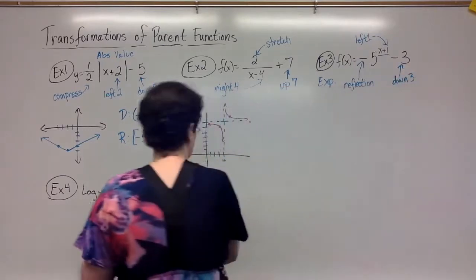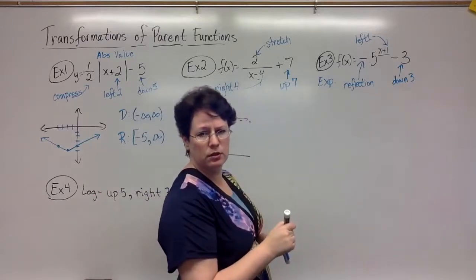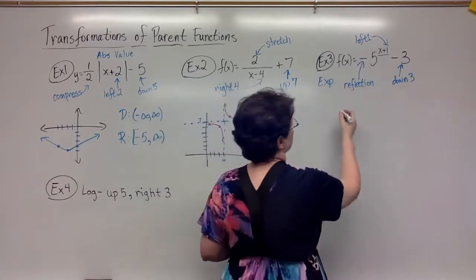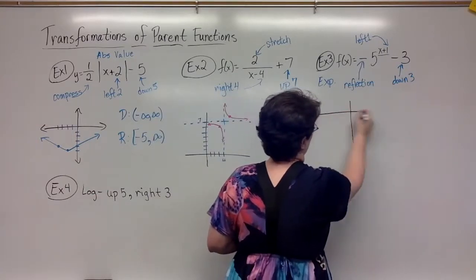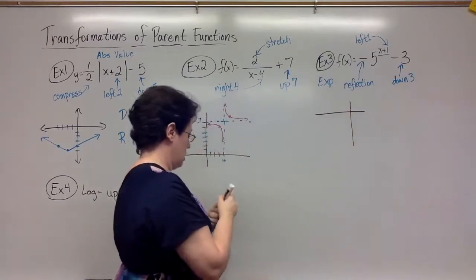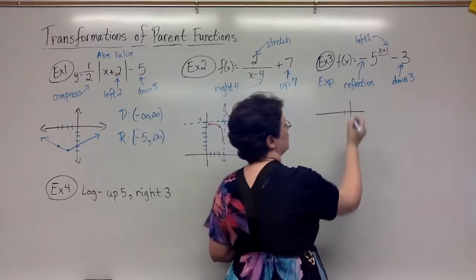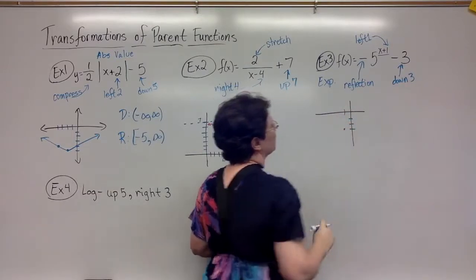Okay, let's draw the graph. We forgot to do domain and range on example 2. Don't stress, we'll go back. We'll do that when we do domain and range on example 3. Okay, so I'm going to draw my graph. Which way did we go? We went left 1, down 3. 1, 2, 3. Boom. Okay.